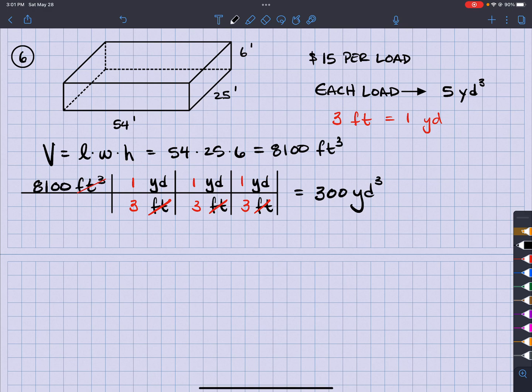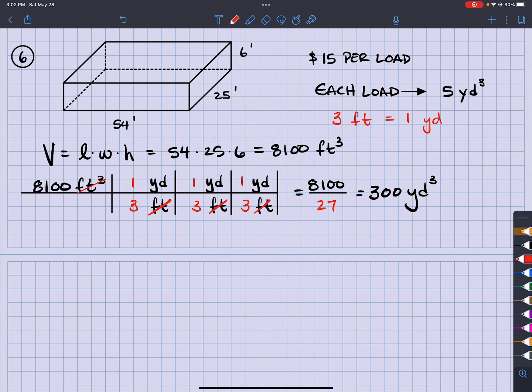Okay? So the question is, how many loads would that be? Right? So just so you guys know how I got this part, this is actually equal to the top, which is 8,100, divided by the bottom. The bottom is 3 times 3 times 3, which gives me the 9. I'm sorry, 27. 3 times 3 times 3 is 27. So 8,100 divided by 27 is going to give me the 300 cubic yards. All right. So how many loads is there going to be?